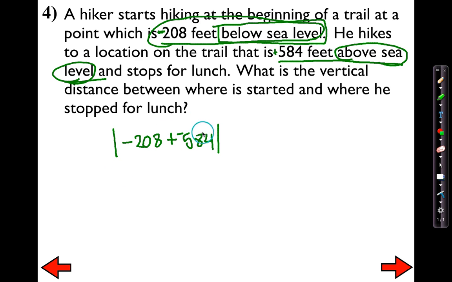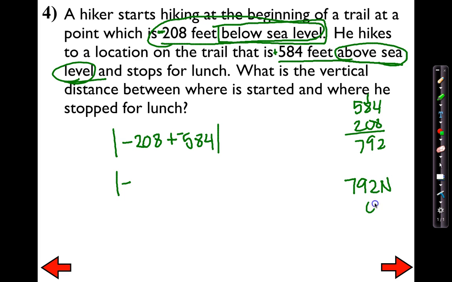There are definitely more negatives, so right away, I know my answer is going to be negative. How many negatives are there? Since they're both negative, I'm going to combine them, adding 584 with 208. It's going to give me 792. So I know there's 792 negatives and 0 positives. So how many more negatives are there than positives? I would say 792. So what is the absolute value of negative 792? It would just be 792.